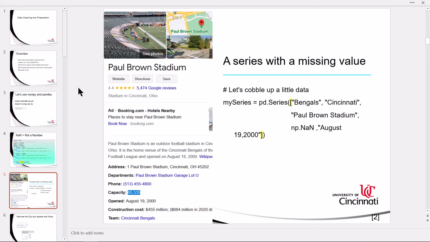And I said for the sake of argument that I wanted the name of the team, the stadium they played in, the capacity of that stadium, and then the opening date of that stadium. But I'm saying that I don't know the capacity. For whatever reason, I couldn't find it. I lost it. I was scared to put it in. I don't know. But I decided I would replace that with NaN.